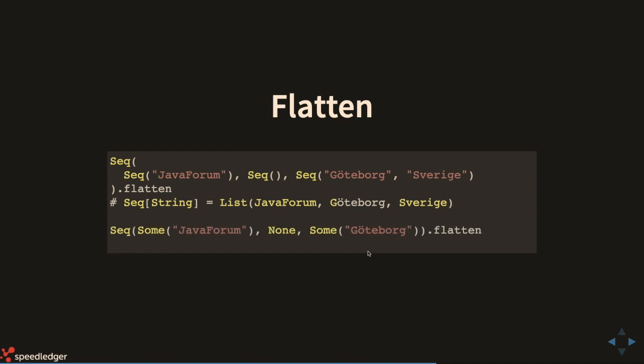And since there's good support for the options in the language, it's going to remove all the none values here. So you'll get something similar, Java Forum Göteborg, but now it removes the nones.